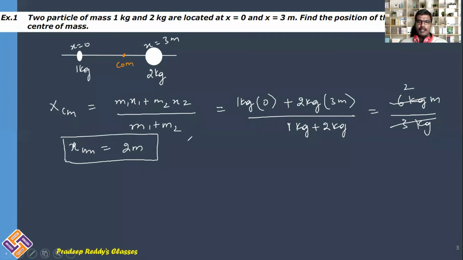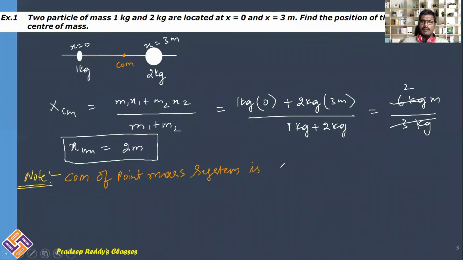And from this you can clearly understand that when you are calculating the center of mass of a point mass system, the center of mass is usually closer to the position of the greater mass of the system.